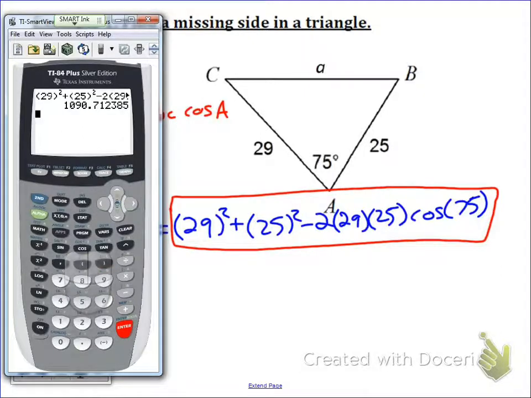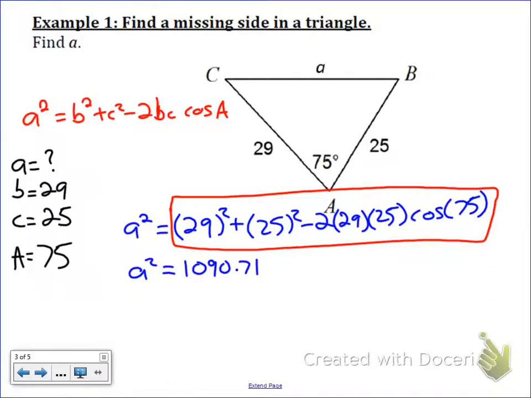So the number I get here is 1090.712385. We'll go ahead and round to the nearest hundredth, so we'll say 1090.71. So that's what I get when I simplify the right-hand side of the equation, and it's equal to A squared.